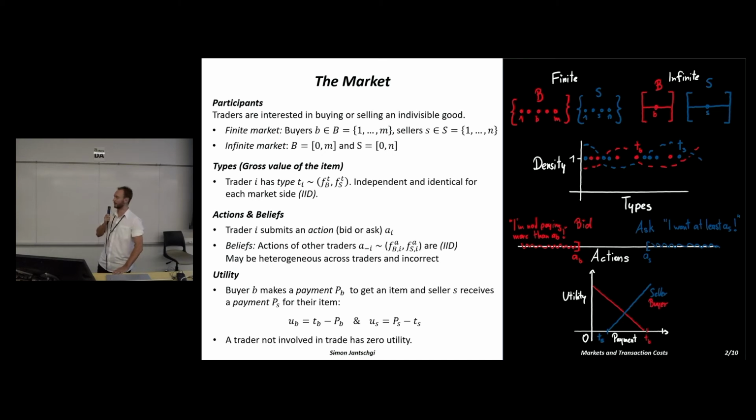Now, how is trade facilitated? In order to obtain an item, a buyer will make some payment, and a seller will receive some payment in order to get rid of their item, and we assume that if traders are involved in trade, the utility is simply the difference. For a buyer, he values the item at a value of TB, but he has to make a payment, and we simply assume that the utility for the buyer is the difference between those two. So this is a risk-neutral trader. And if they are not involved in trade, we assume that they have zero utility.